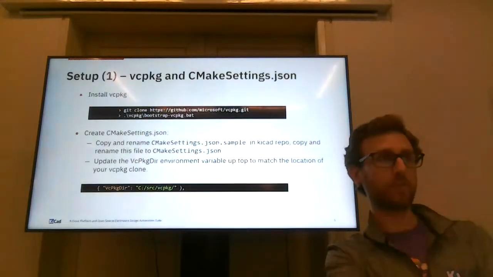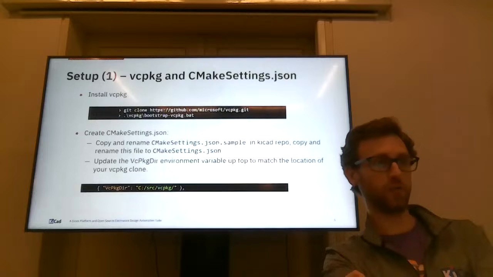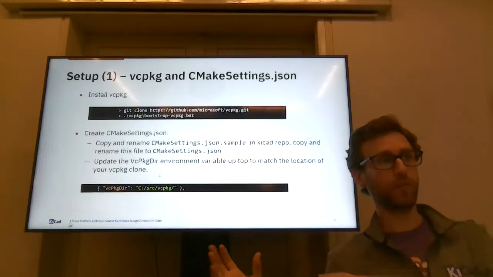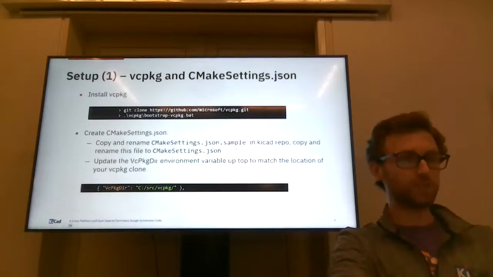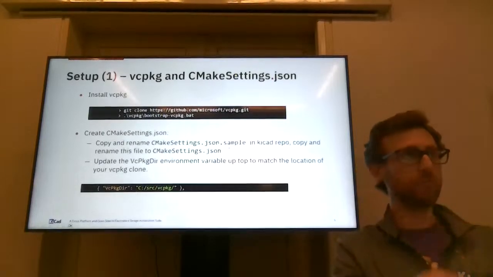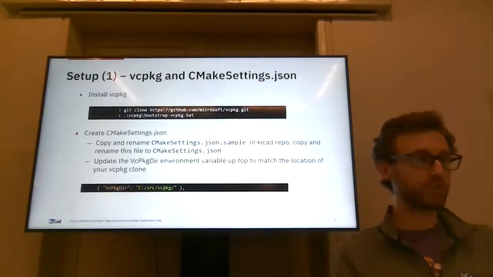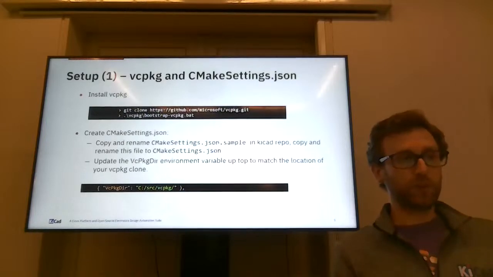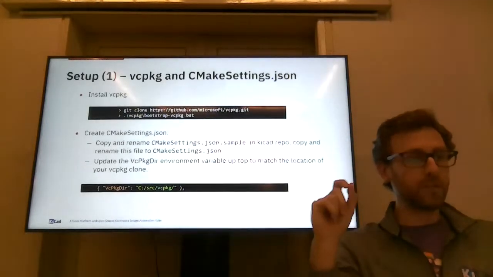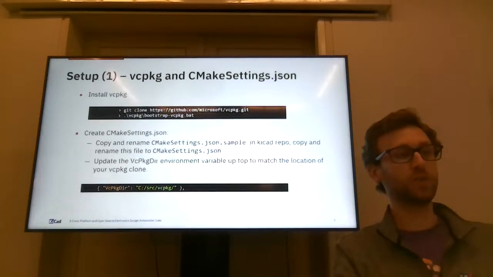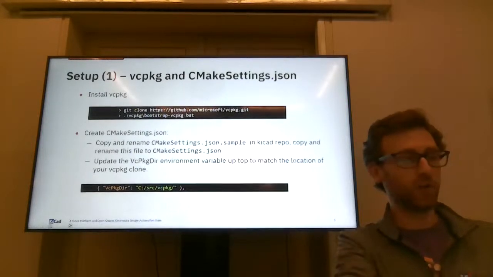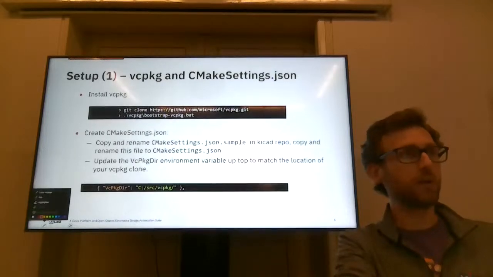Next is a VC package. You clone the VC package, the Microsoft VC package repository, and bootstrap. Then in your KiCad repository that you cloned, there is a file called cmake_settings.json.sample. You copy and paste it and rename it to cmake_settings.json. What you want to do there is, at the top of the file, there is a part that says VC package dir. You need to point that to the directory where you cloned your VC package repository.